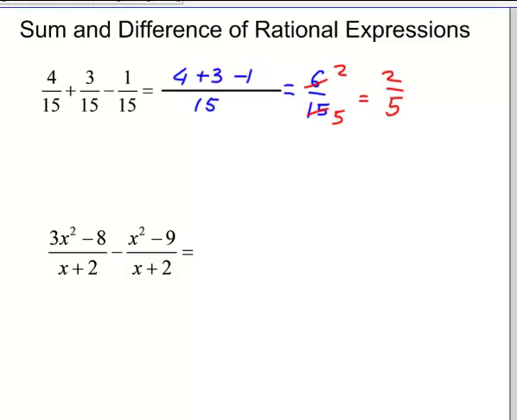So let's look at this example. What I can see here are two fractions. Even though those two fractions look kind of ugly, I claim that those are fractions. Here is this number on the top, 3x squared minus 8, and x plus 2 on the bottom. Here is the x squared minus 9 on the top and x plus 2 on the bottom. Those are expressions, but in your mind they should be numbers.